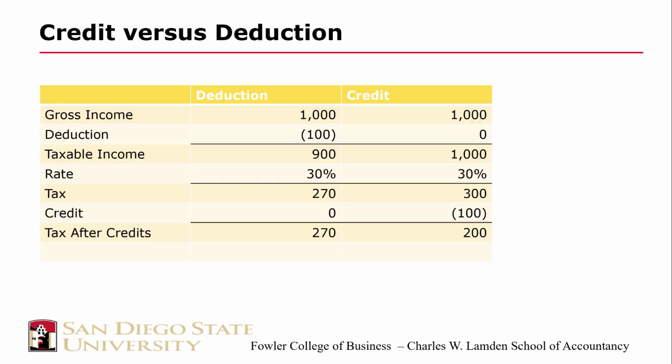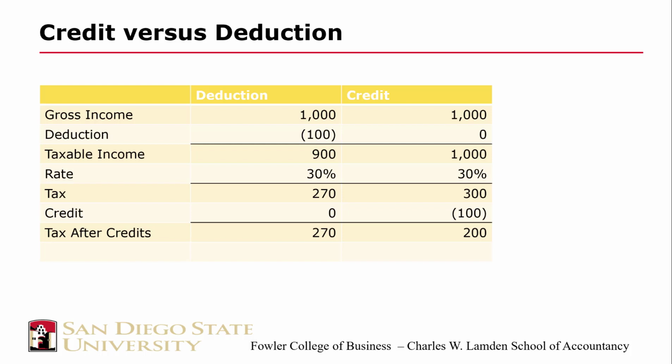But I do want you to understand the difference between a credit and a deduction. And again, if you're not new to tax, you've probably seen this before, but if you're new to tax, it's worth the explanation. So we've got deduction on the left, right? Let's say I'm comparing a $100 deduction versus a $100 credit. On the left, I've got gross income of $1,000. My deduction serves to reduce my gross income, right? So that gives me taxable income of $900 times my 30% assumed tax rate. I have tax of $270.